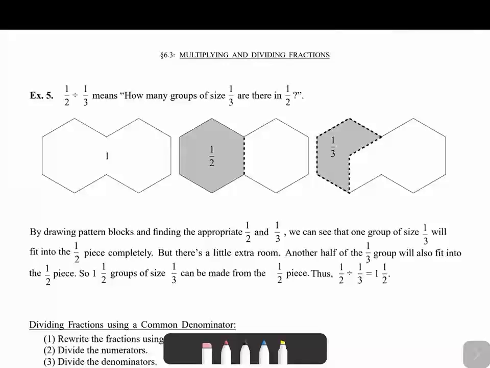So just like when we've done multiplication all the times before, when we do 1/2 divided by 1/3, all that means is how many groups of size 1/3 are there in 1/2. So in order to represent this using a model, I'm choosing to use this pattern block model. We've talked about this in some of the previous videos where our whole was these two hexagons put together. A half is then one of the hexagons, and a third is one of these wedge type shapes.